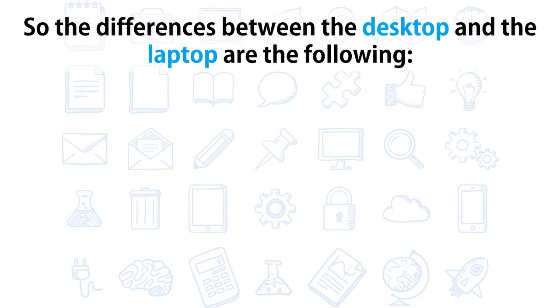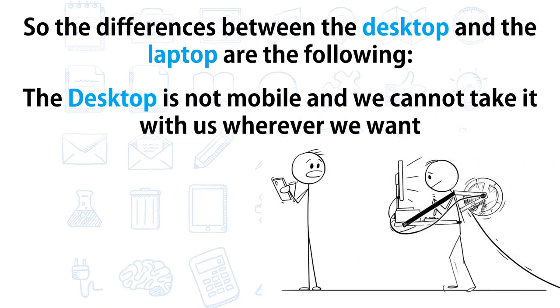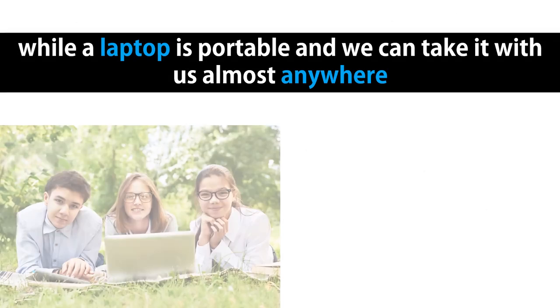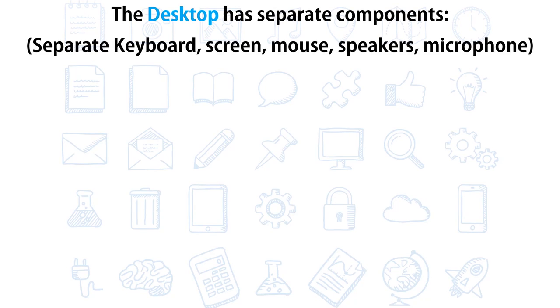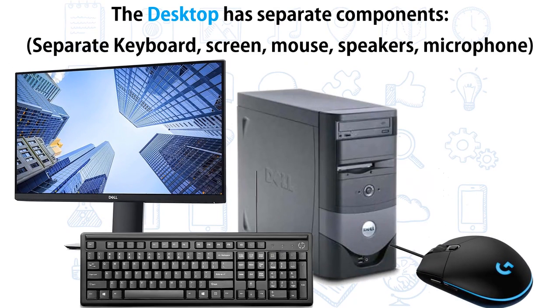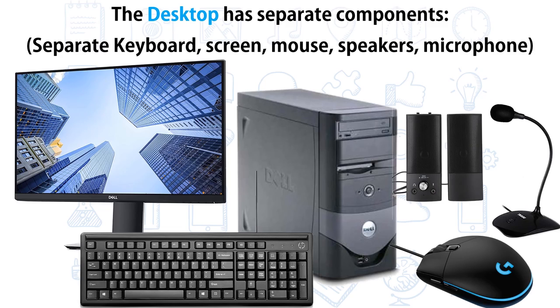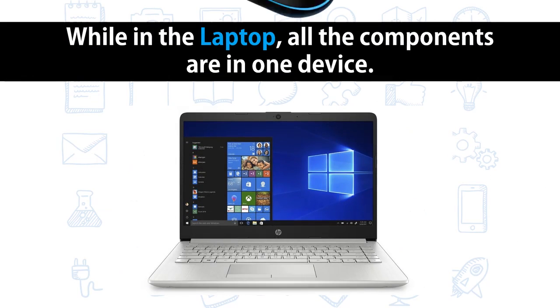So the differences between the desktop and the laptop are the following. The desktop is not mobile, and we cannot take it with us wherever we want. While a laptop is portable, and we can take it with us almost anywhere. The desktop has separate components. Separate keyboard, separate screen, separate mouse, separate speakers, and a separate microphone. While in the laptop, all the components are in one device.